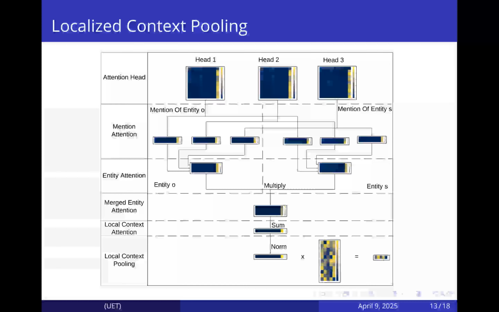And now we also compute a local context embedding for each pair of entities to enhance entity pair representations. We multiply the attention matrix of two entities to get local context attention, and then multiply it with the hidden state to get the local context embedding. And this diagram shows the way to compute the local context embedding for entities ES and EO.